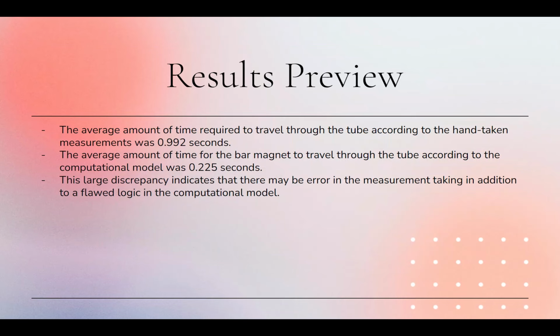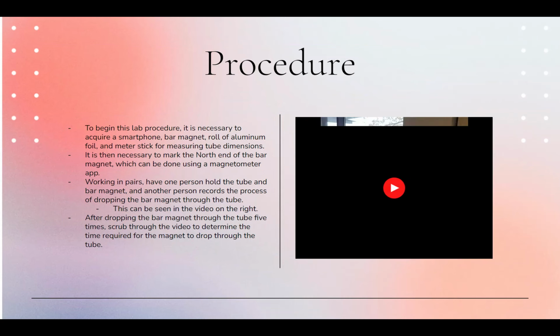As a preview of the results, the average amount of time required to travel through the tube according to the hand-taken measurements was 0.992 seconds. The average amount of time for the bar magnet to travel through the tube according to the computational model was 0.225 seconds. This large discrepancy between the two models indicates that there may be error in the measurement taking in addition to a flawed logic in the computational model. Here is a brief overview of the lab's procedure.